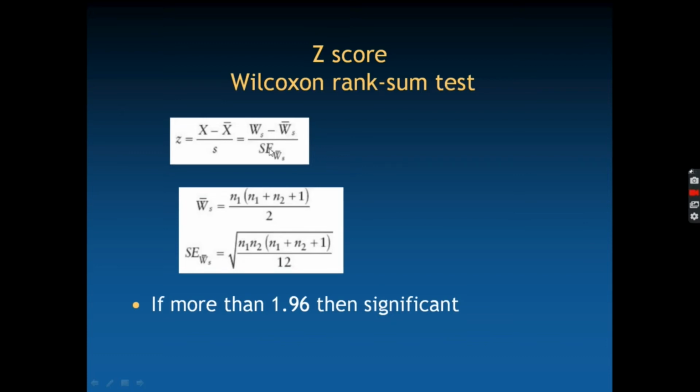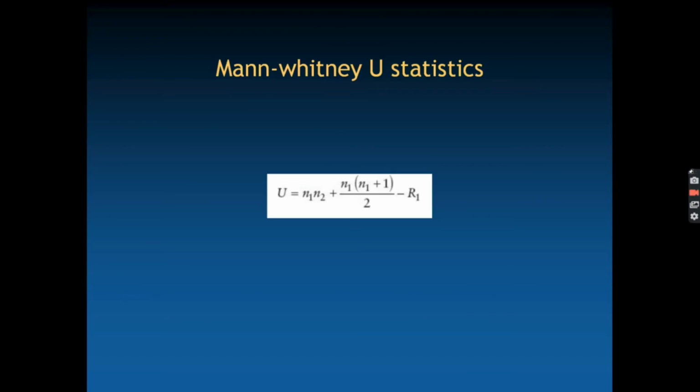Now what is the mean of WS and what is the standard error of that sum of ranks? The mean of WS is given by the formula N1 times (N1 plus N2 plus 1) divided by 2. Similarly, the standard error is calculated as the square root of N1 N2 times (N1 plus N2 plus 1) divided by 12. If the z-score value, WS minus mean WS divided by standard error of WS, is more than 1.96, then you can say that there is a significant difference between two groups. That's all.